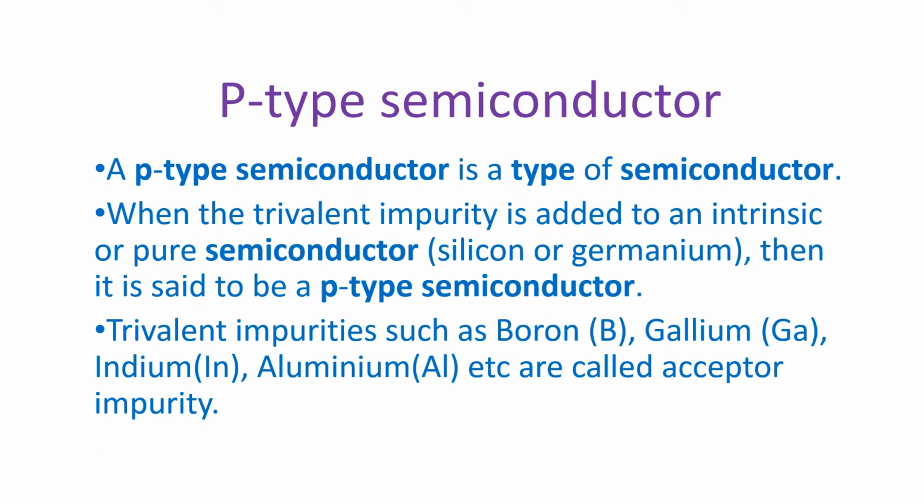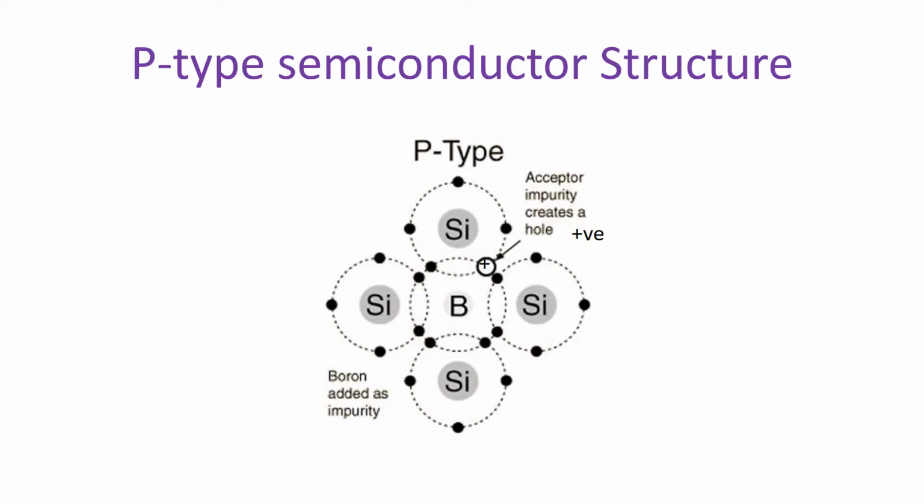Now let us see what is p-type semiconductor. P-type semiconductor is constructed when trivalent impurity is added to an intrinsic semiconductor. Trivalent impurity examples are boron, gallium, aluminium, etc. So this is the structure of p-type semiconductor.